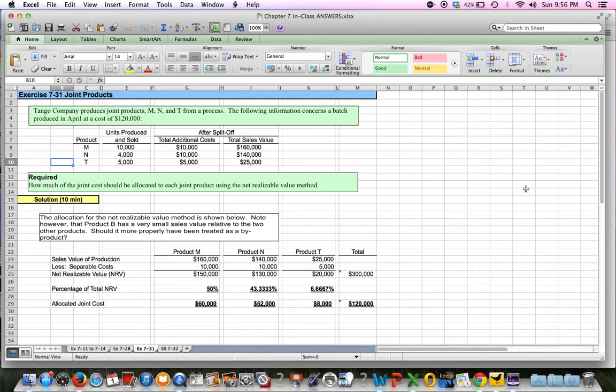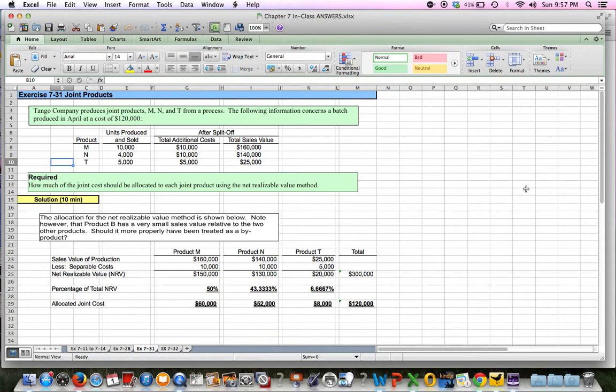Problem 31: Tango Company produces joint products, M, N, and T, from a process. The following information concerns a batch produced in April at a cost of $120,000. So you can see how many units were produced, the split-off of the joint products, the additional costs incurred after split-off, and then the sales value of each of the products.